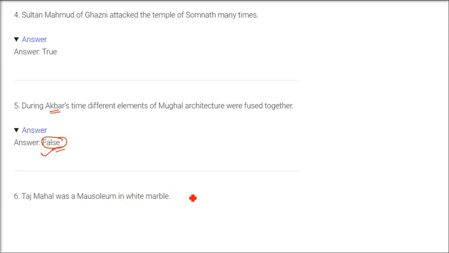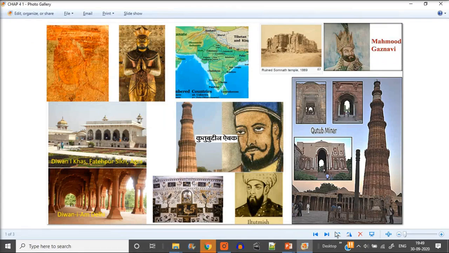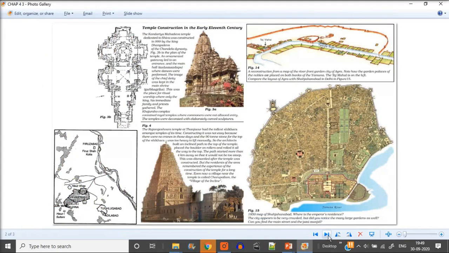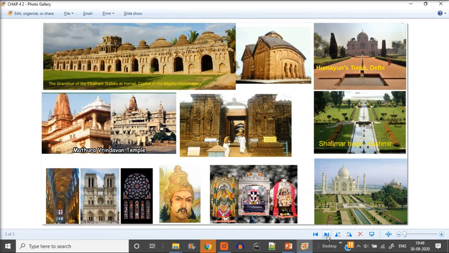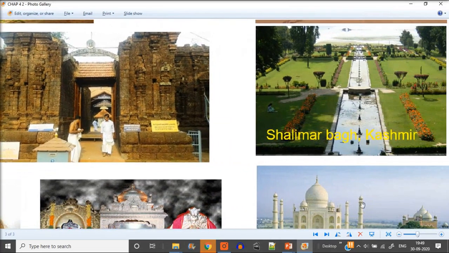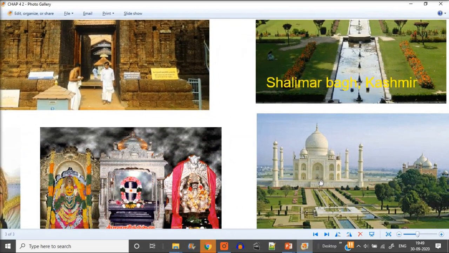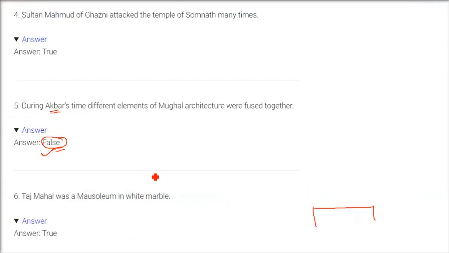Taj Mahal was a mausoleum in white marble. A mausoleum is a structure which is elevated from the ground, and this is also a Maqbara, basically the graveyard of Mumtaz Mahal. Let me show you in the picture. You'll see that it is elevated, and let me enlarge it. You see the base, it's elevated. That is how we call it a mausoleum. So this is absolutely true.